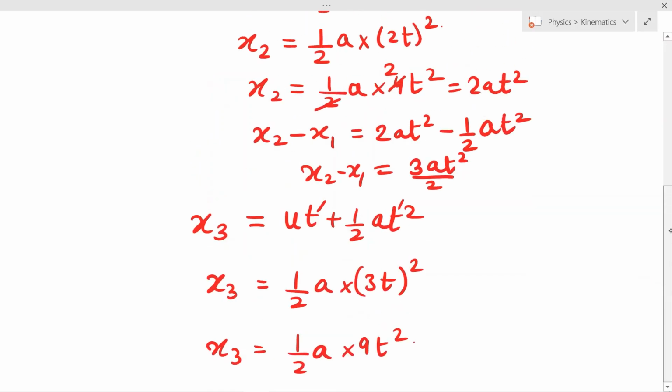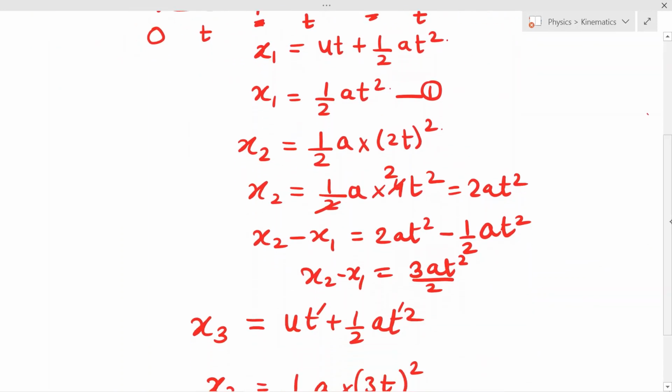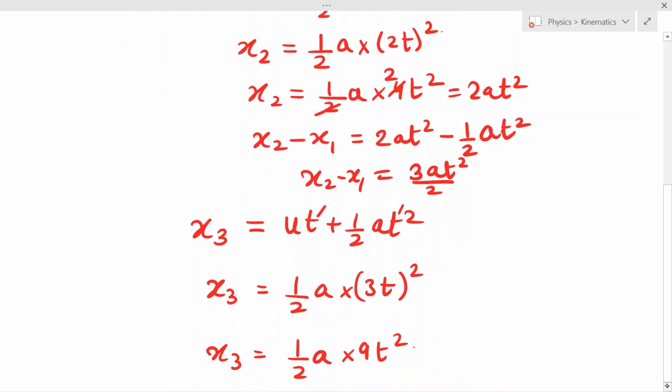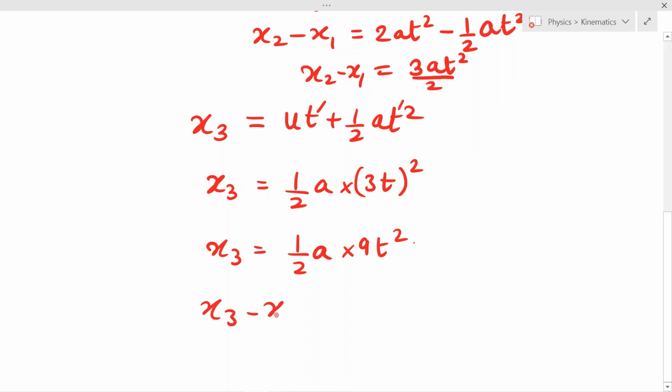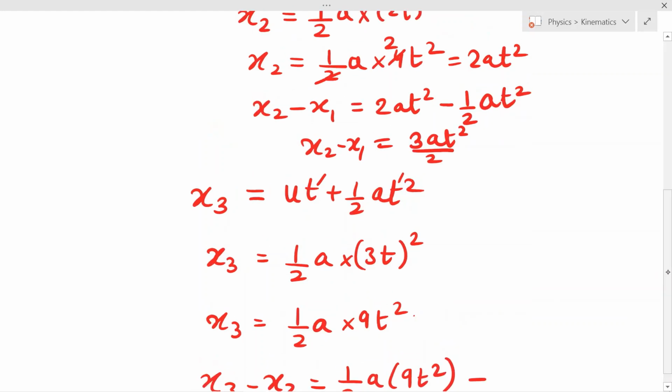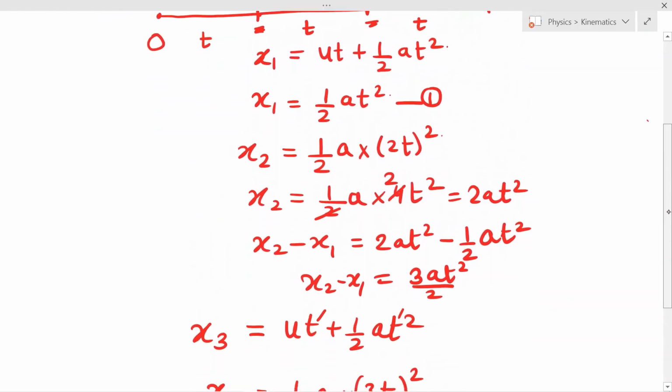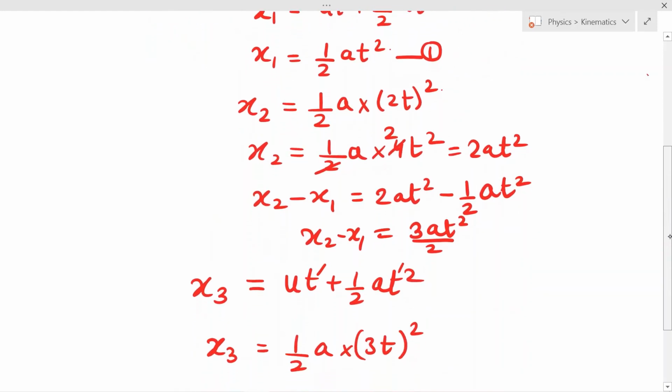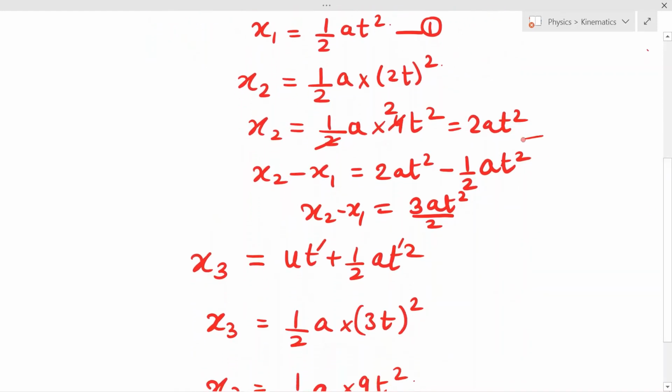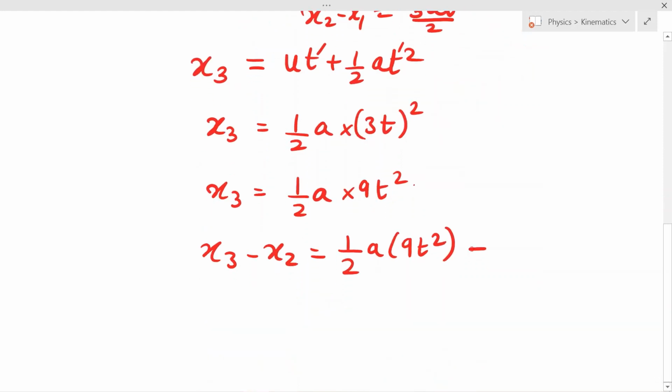Now what is the distance covered in this time interval t? It will be x3 minus x2. So x3 minus x2 is, x3 is half a 9t square minus x2. x2 is half a 4t square, that is, x2 is 2at square. So minus 2at square. So this will be 5at square by 2.